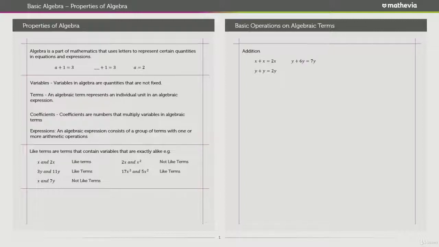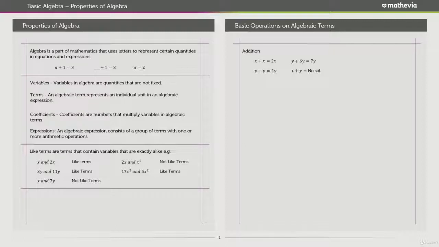Y plus y gives you 2y. Y plus 6y gives you 7y. Just think of it as 1 plus 6 equals 7. Y plus 6y equals 7y. Think of it as 1 apple plus 6 apples equals 7 apples. So y plus 6y equals 7y.